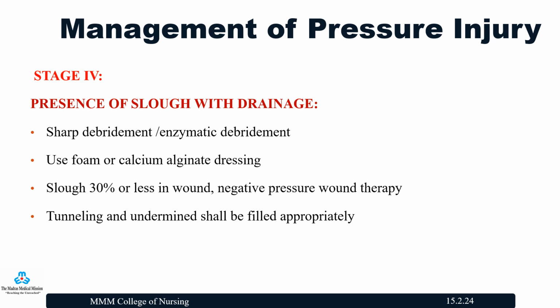And in case of any presence of slough with drainage in stage 4, then sharp debridement or enzymatic debridement. Use foam or calcium alginate dressing. If slough is 30% or less in the wound, negative pressure wound therapy can be used. Then tunneling and undermining shall be filled properly.